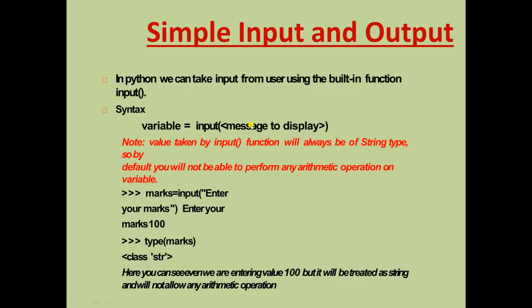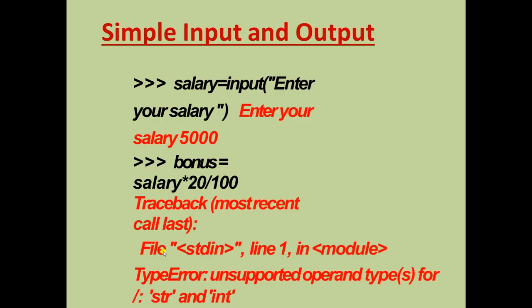That message will print on the screen. When you take this input variable, whatever value you enter, it will take it as a string type by default. For example, if you write input, enter your marks, it will take your marks in the string type. Say this is a salary and you want to calculate it. The salary is a string value, and a string value cannot be multiplied by 20 divided by 100. So it will give you the error.